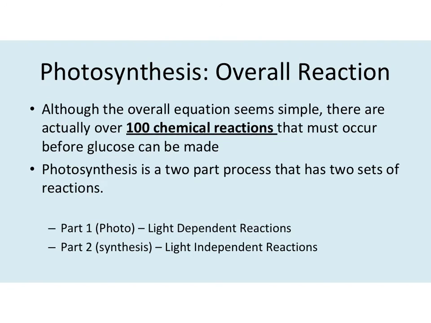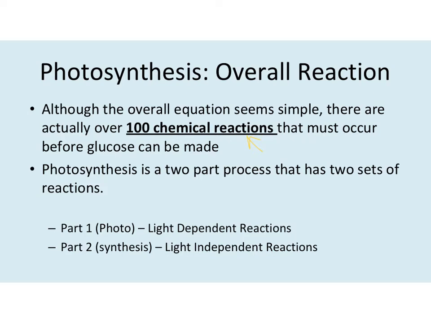Now, in photosynthesis, there is a ton of little mini reactions, just like there was in cellular respiration, and we're not going to be able to go through all the mini reactions, either fortunately or unfortunately, depending on whether you like this or not. So although the overall equation seems simple, there are actually about 100 little tiny chemical reactions that must occur.